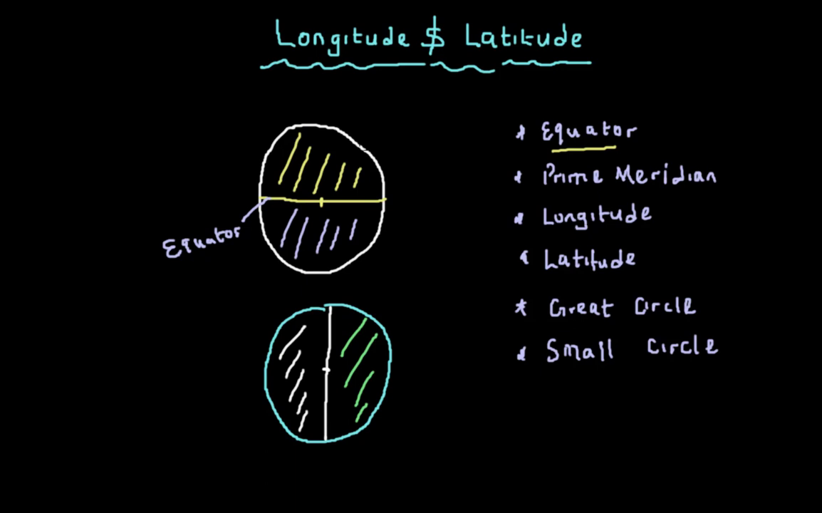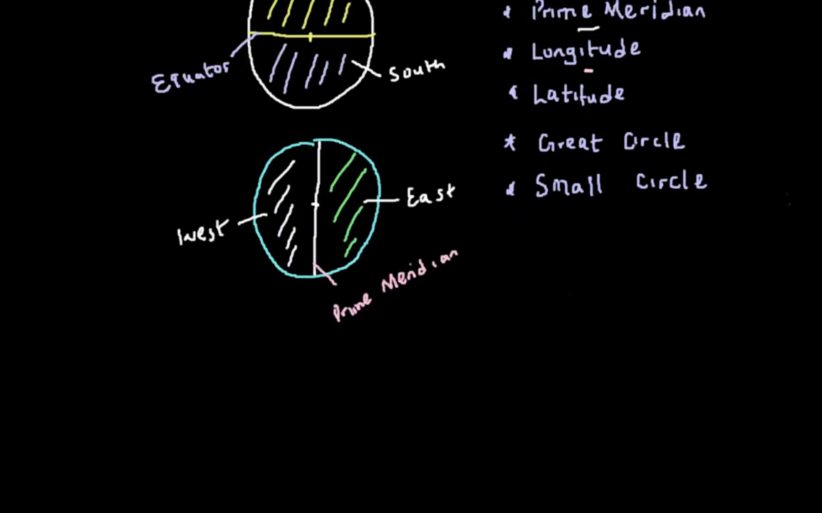So let me just label this so that you can know. Above is north, below is south, to your right is east, and then to your left is west. Now before I explain longitude and latitude, I want you to understand that every point on the Earth's surface has a corresponding latitude and longitude. Every point on the Earth's surface.